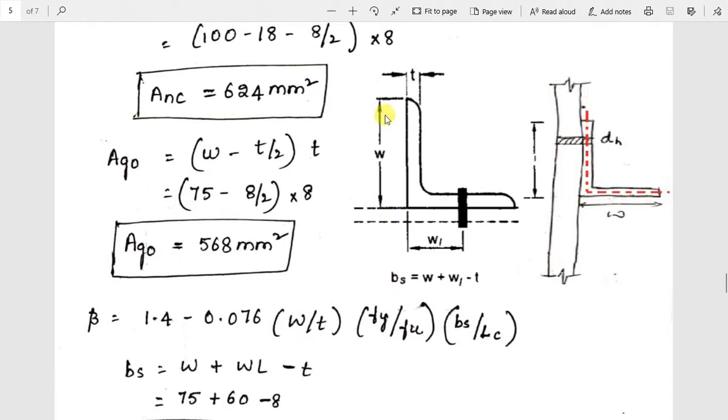It is calculated by W plus WL minus T. Why T is deducted here is, in W, this thickness will be included. In WL also this thickness will be included. So half of the thickness will be included while considering W and WL, so you have to deduct that. So it will be minus T.